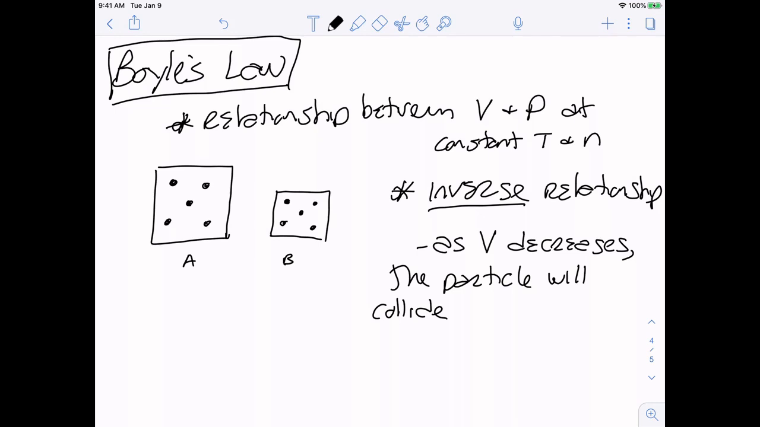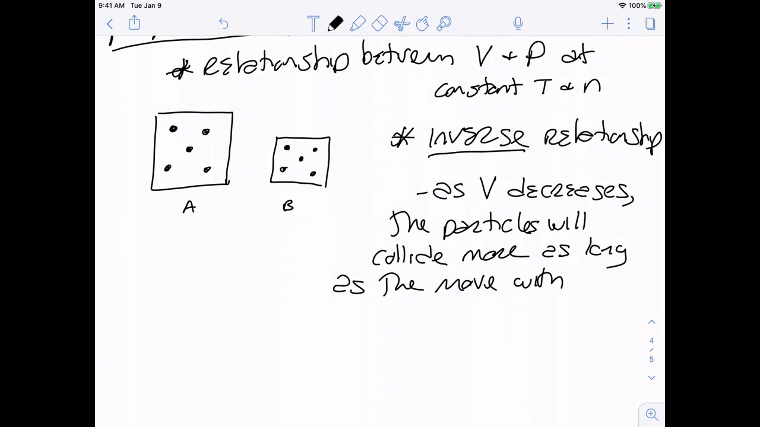As volume decreases, the particles will collide more, as long as they move with the same amount of energy. If you took those 10 people again and you put them in that small closet and then they just kind of stood there and bounced in place versus moving around, they probably wouldn't collide more. So this is also important. So as volume decreases, the particles will collide more, so that's higher pressure, as long as they move with the same amount of energy, KE for kinetic energy, and you have the same number of particles. It's kind of worded weird.